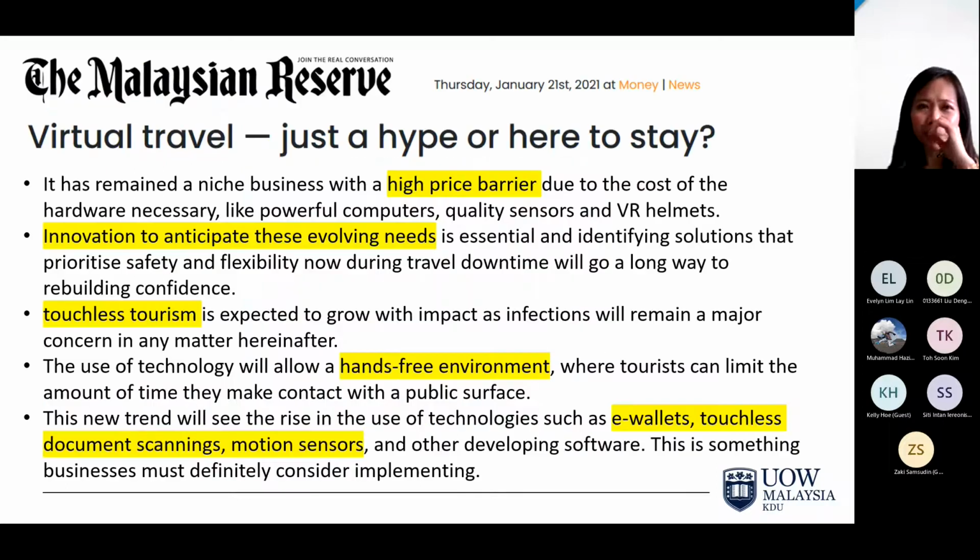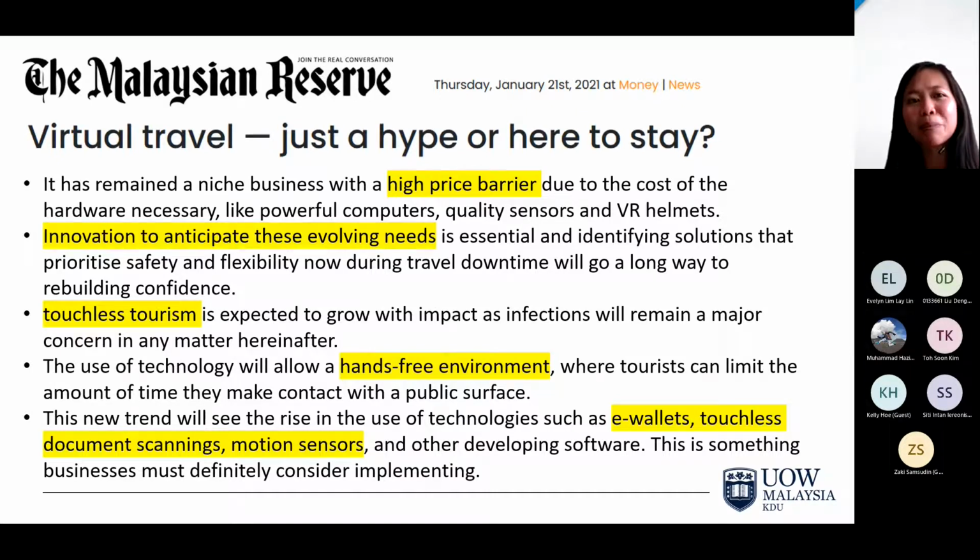All right, so now with more and more countries opening up their borders, we notice that people still choose to travel to a destination physically. Then what about virtual travel? Could it continue? Could it be a trend? Could it continue to survive or maybe flourish, or would it go down?